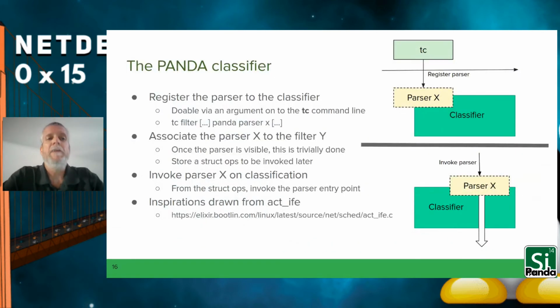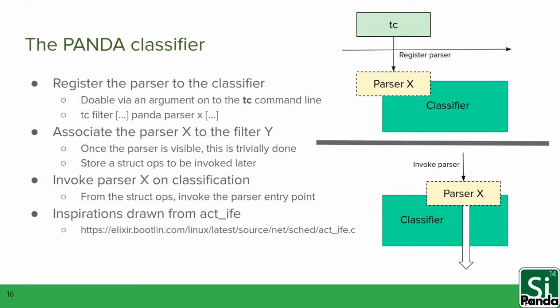Turning now to the PANDA classifier, which is really our first use case of PANDA in the kernel. This is pretty simple code. We have a classifier that would be written by the user following the rules we just mentioned. When it's compiled and loaded, the first part is to register the parser to the classifier. This is done through an easy TC filter rule. And then we need to associate parser X to filter Y so that filter Y can invoke parser X. And that's fairly simple also.